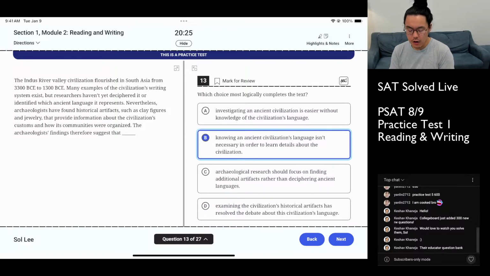Oh, yeah, B. Even though we don't know the language, we can still know about the civilization. That's pretty similar to my prediction. It wasn't exactly what I was thinking. I really don't need to check A, C, and D right now. I'm very confident on this one, but I'll just do it just to be careful, because sometimes I end up making stupid mistakes. Yeah. A is ridiculous. C is nope. D is nope. Yeah.